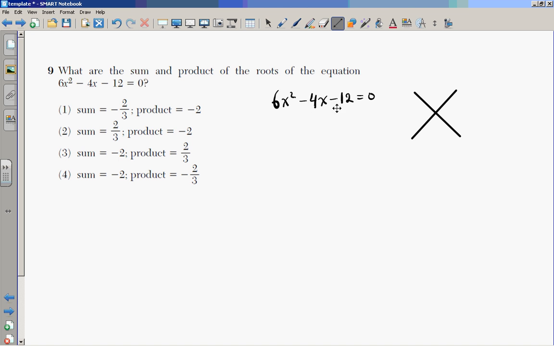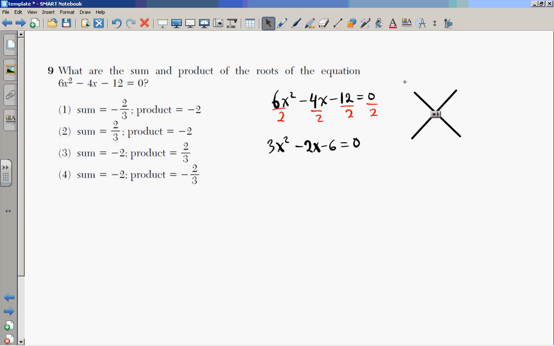Note though that all three terms are divisible by 2, right? So I can simplify this equation by dividing everything by 2. Divide this by 2, by 2, by 2. Okay? And then that's going to give me 3x squared minus 2x minus 6 equals 0. This is a much simpler equation to work with.